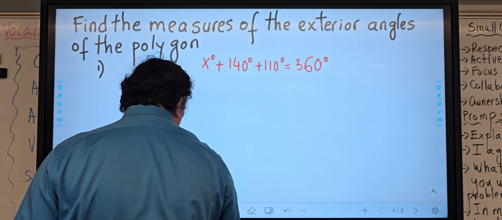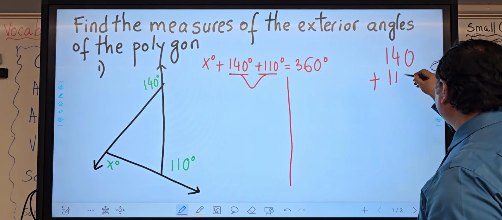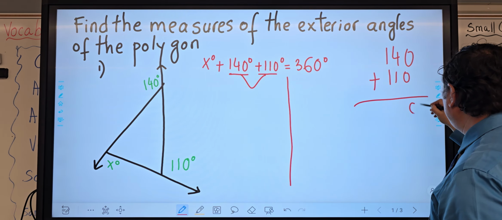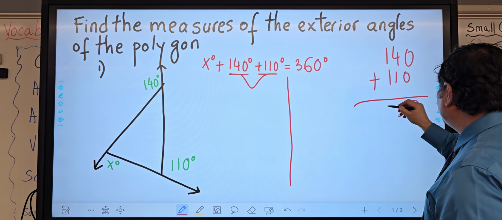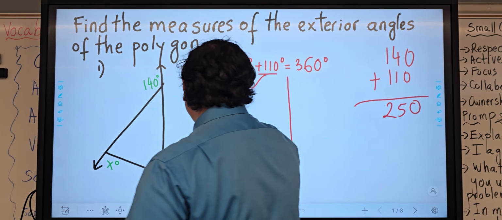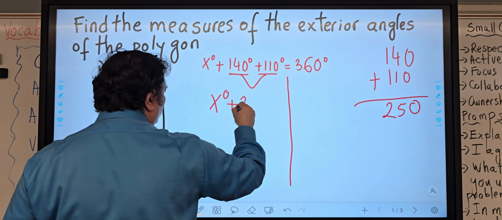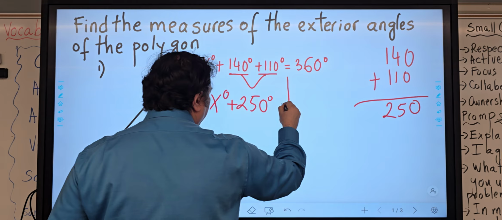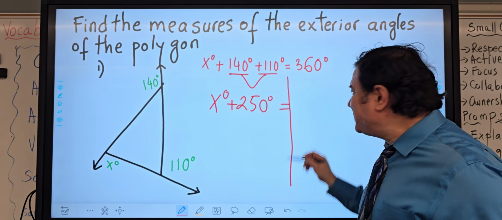We combine the like terms, 140 plus 110. Zero, 4 plus 1 is 5, so we get 250. So we have x degrees plus 250 degrees equals 360 degrees.